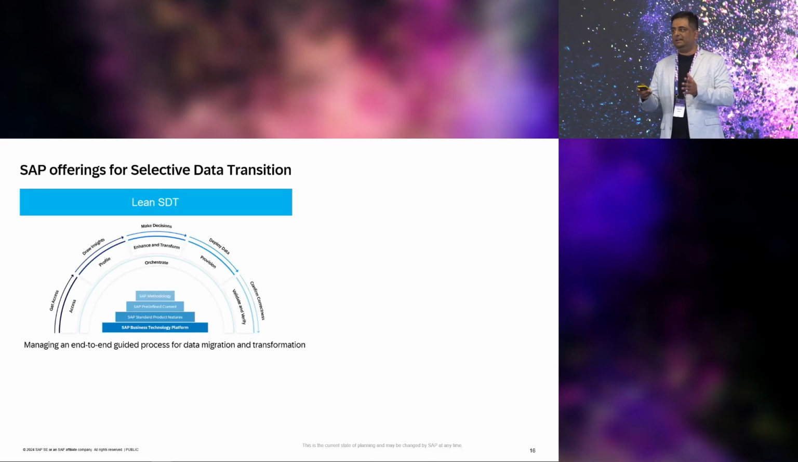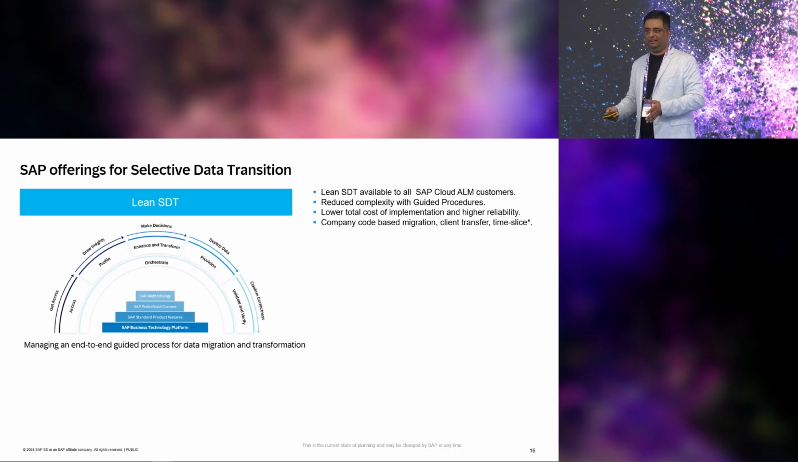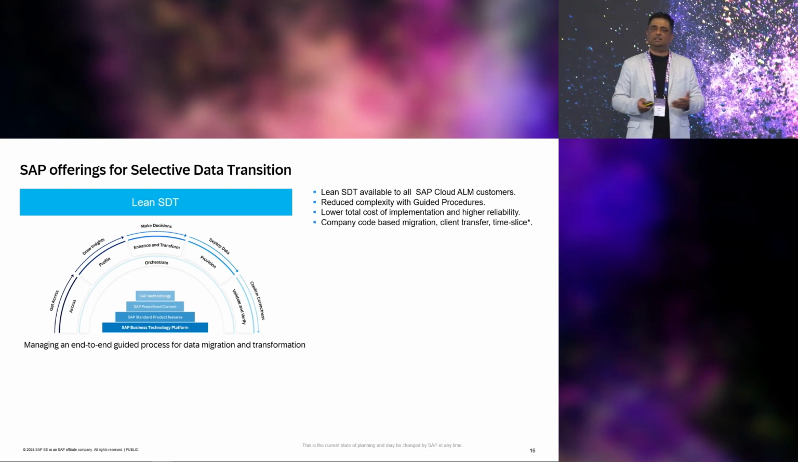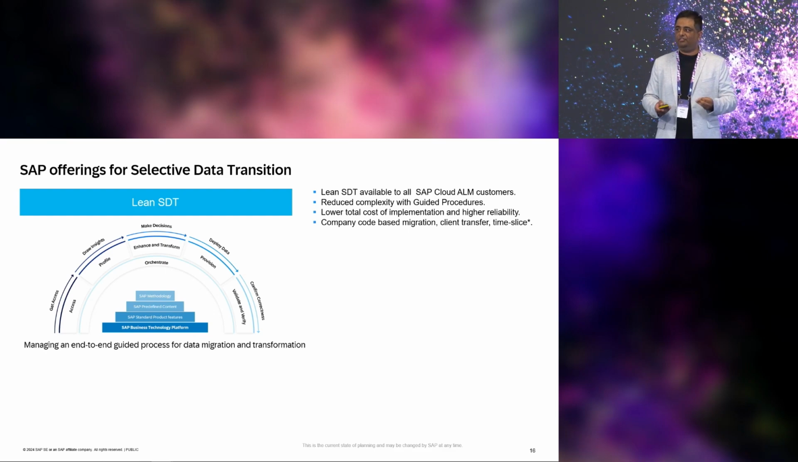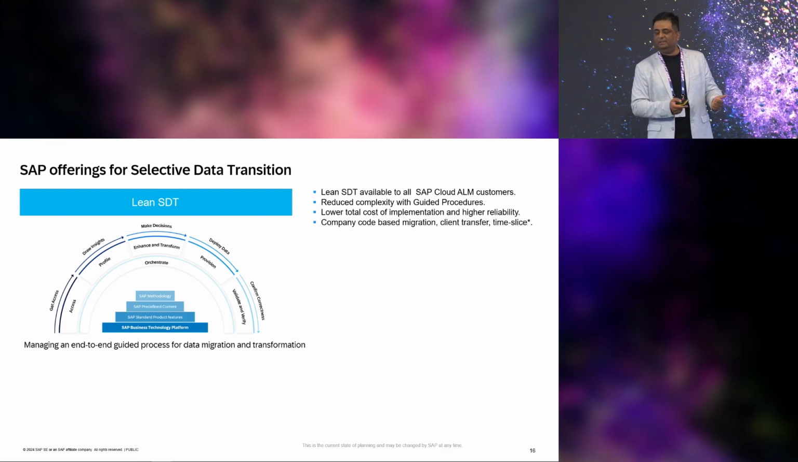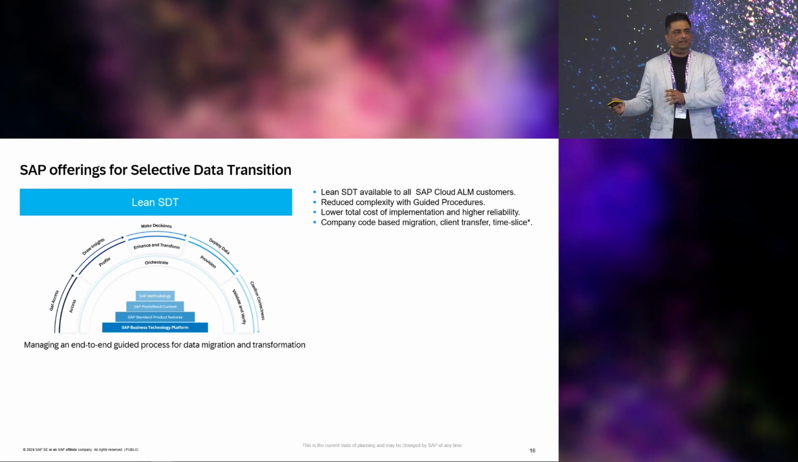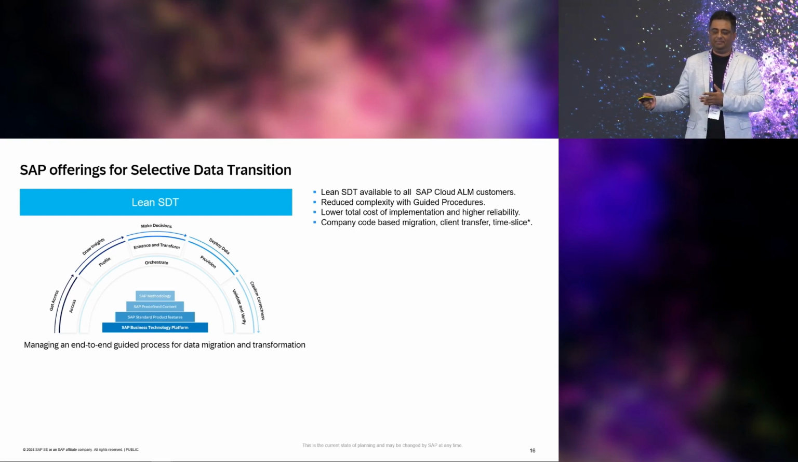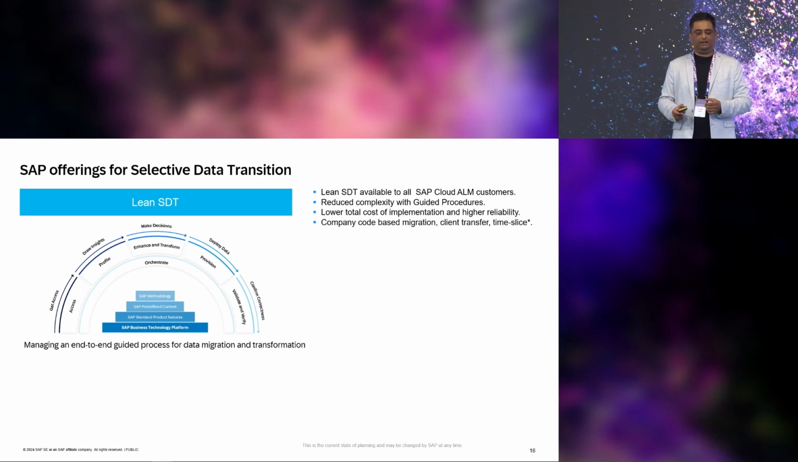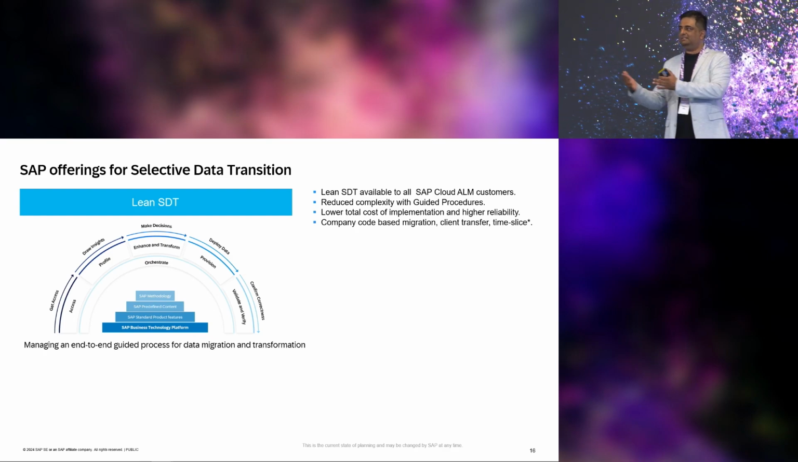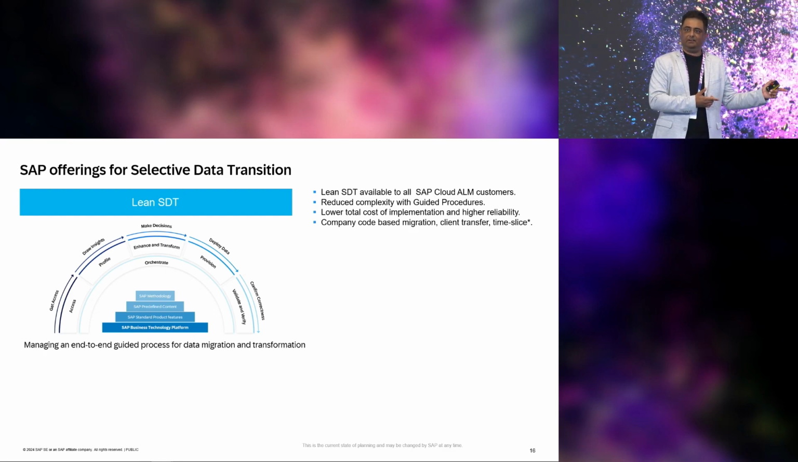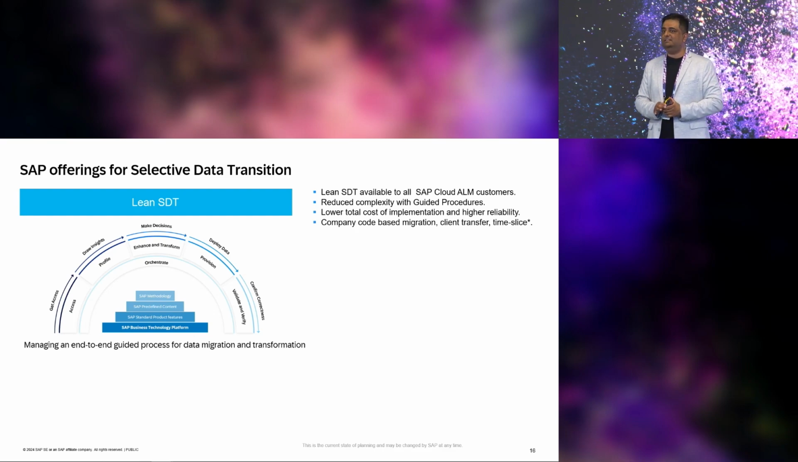Now, in the context of selective data transition, which was the middle picture that we had, SAP now offers, starting this year, a standard offering called LeanSDT, which is available for free for all our customers on Cloud ALM. This allows you to selectively migrate data from ECC to S/4HANA. And this is an important aspect to consider: in the past, SAP only had system conversion as a standard offering, and new implementation as a standard offering, but now SAP is also offering capabilities in the selective data transition space with the LeanSDT solution.